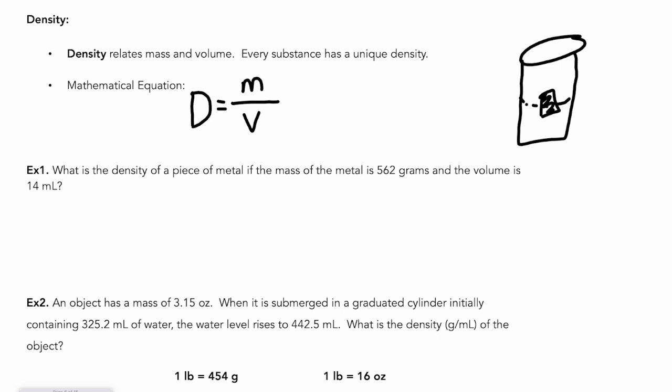I want to work first on some calculations with density. So let's look at some example problems. Example 1 says, what is the density of a piece of metal if the mass of the metal is 562 grams? So this, because this is a word problem, I'm going to just quickly identify all of the information. So this is my mass. And the volume is 14 milliliters. Okay, so this is my volume.